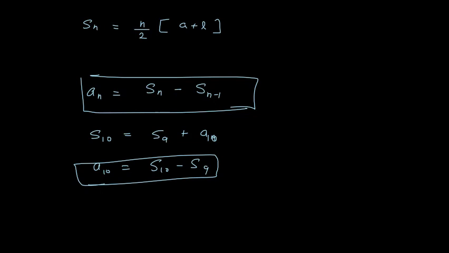So there are two formulas in this exercise. One is how to calculate the nth term. For the nth term, you now have two formulas: one is a plus (n minus 1)d, and the other is Sn minus Sn minus 1. Now let us see the problems, and that will make things more clear.